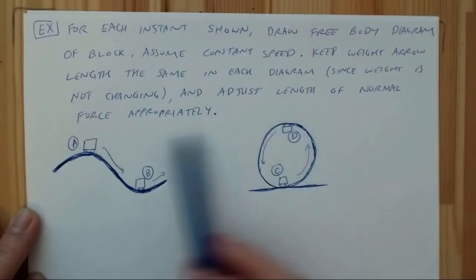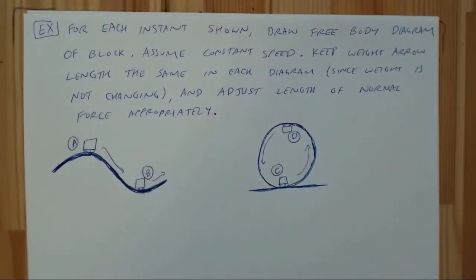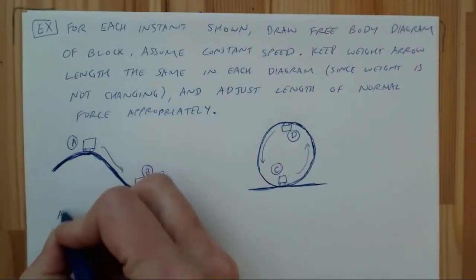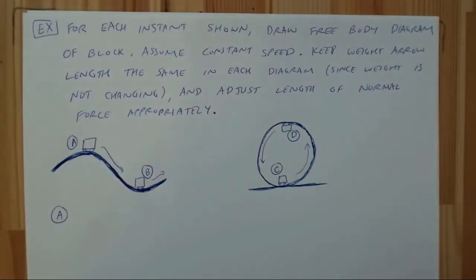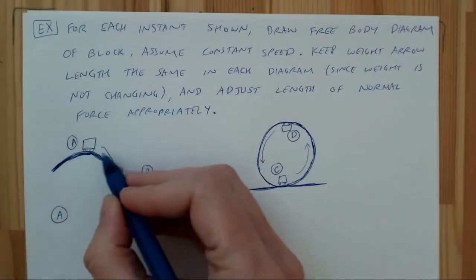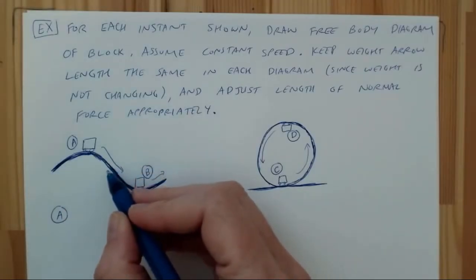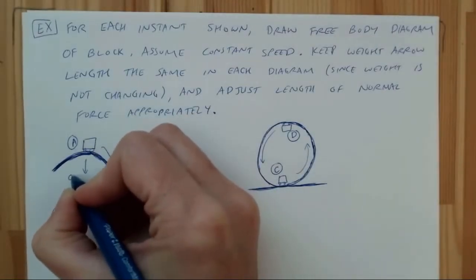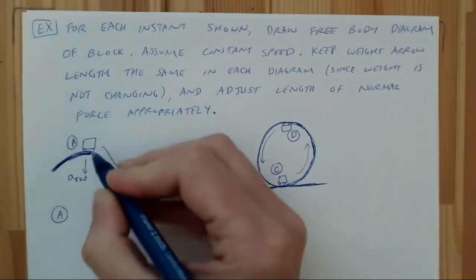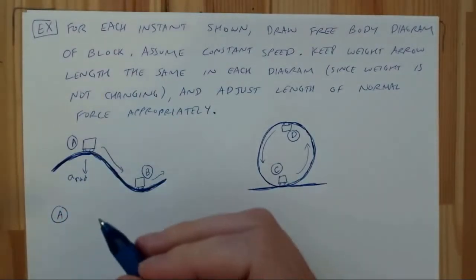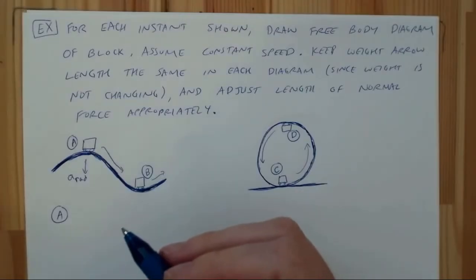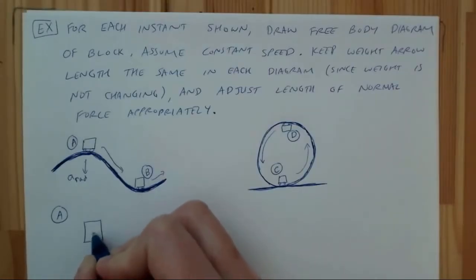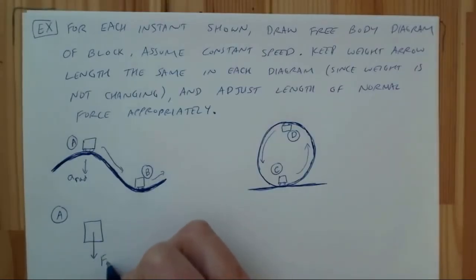But we're told to adjust the length of the normal force appropriately. And the reason the normal force will change is because the direction of the acceleration is going to change in these different situations. So if we start with A, we first note that it's going over the top of this circular path, which means that the acceleration in this situation is going to have to be downward. So the radial acceleration in this case is going to be down, which means that the net force is also downward in that situation. So in our diagram, let's choose an average length for our weight arrow.